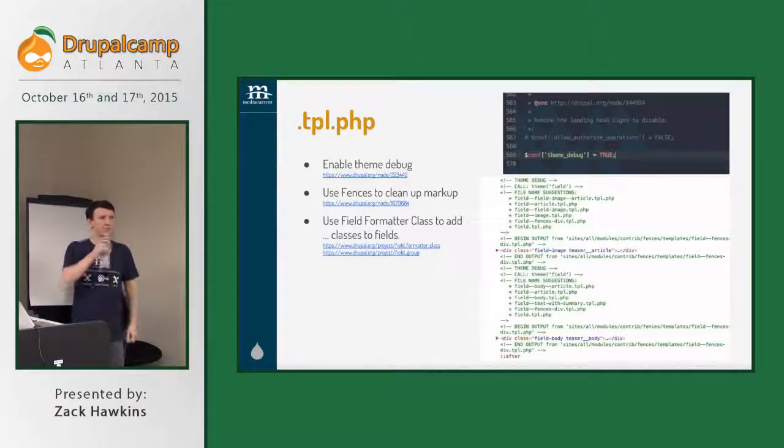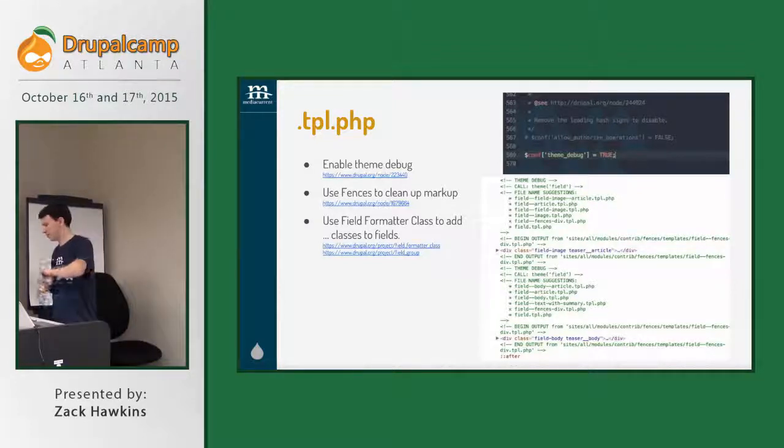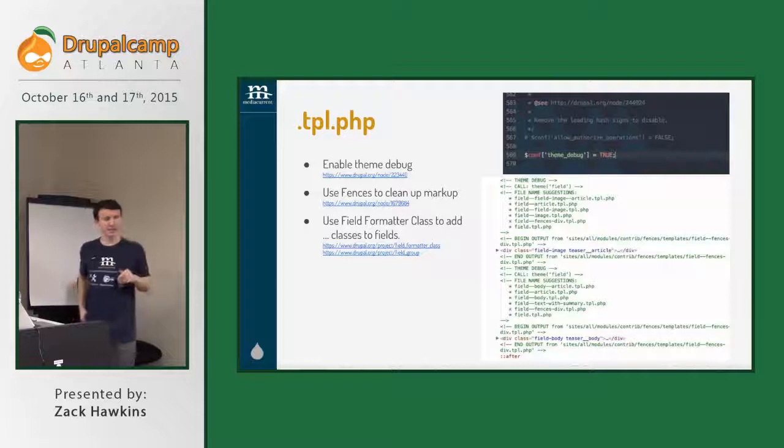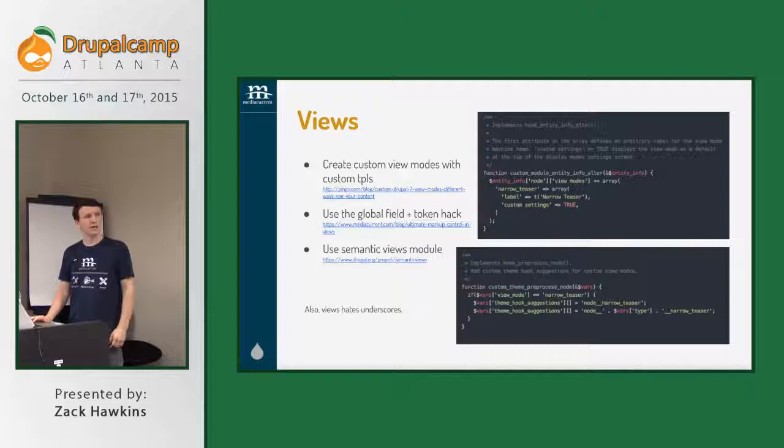And I just found field formatter class to add classes to fields, so that's super sweet too. In this example of markup, I've got theme debug turned on, and fences cleaned up, all this field stuff. You can see there's just one div that has field dash, whatever the field is, and then I've got my custom, BEM-ish class. And I've got links to all these modules and stuff too.